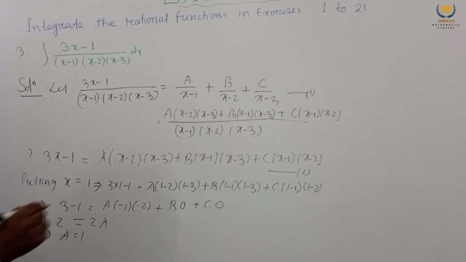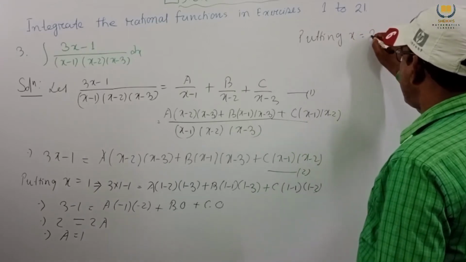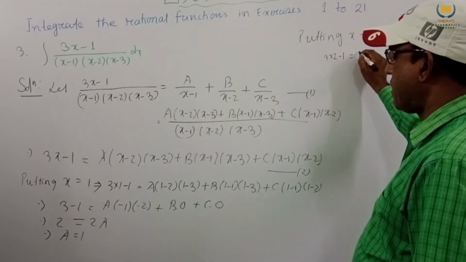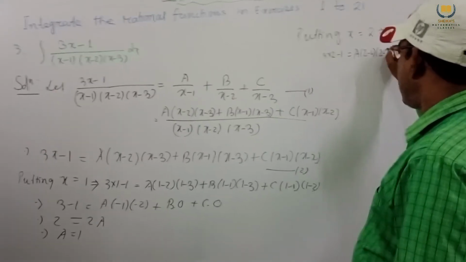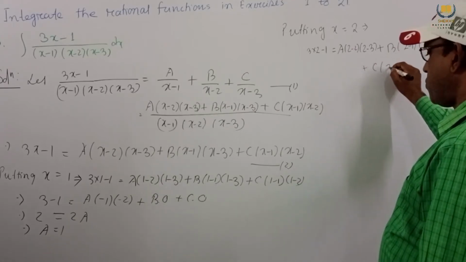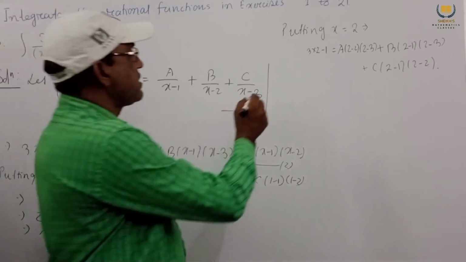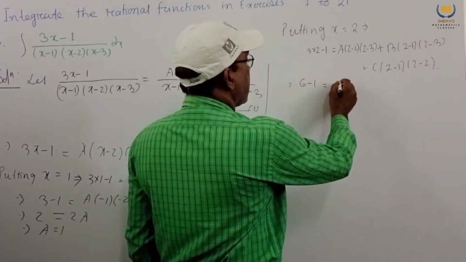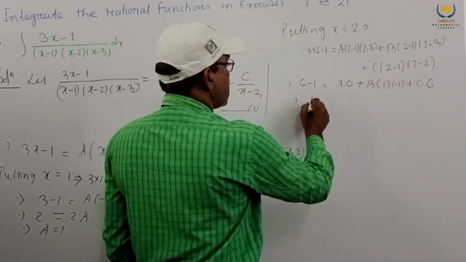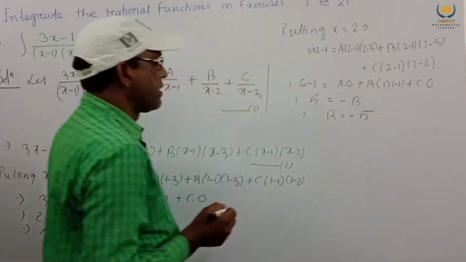Next, putting x equal to 2, this implies 3 into 2 minus 1 equal to A into (2 minus 2)(2 minus 3), plus B into (2 minus 1)(2 minus 3), plus C into (2 minus 1)(2 minus 2). So this is 6 minus 1, A into 0, B into 1 times minus 1, C into 0. This is 5 equal to minus B, and B equal to minus 5. We get the value of B.